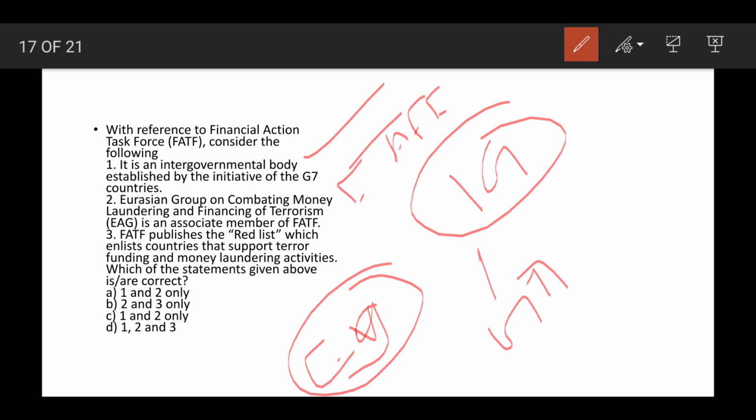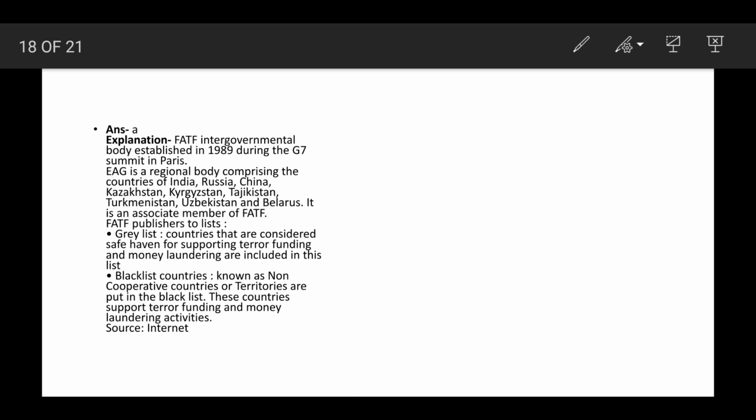Another statement: FATF publishes a release which enlists countries that support terror funding and money laundering activities. That is not correct. FATF does not provide a red list. There is only a grey list and a black list. So the correct explanation of FATF is that it is intergovernmental.